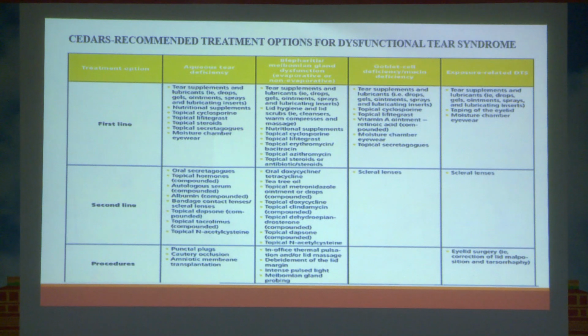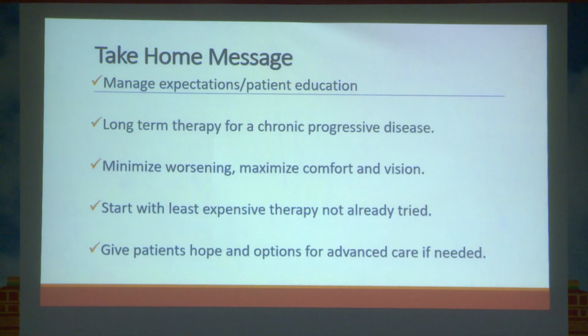So to sum up, whenever there is a dry eye or dysfunctional tear syndrome, these are the first line, second line, starting from the tear drops and going later on to the eyelid surgeries, wherever the causes can be found out. And finally, the take-home message would be that since it is a disease of patients' expectations also, education is a must. They should know that it is a chronic disease that is not going to be cured within days or completely cured at times. So long-term therapy has to be given for this chronic disease. It minimizes worsening, and we should minimize the worsening and maximize the comfort and vision. Start with the least expensive therapy not already tried, and give patients hope and options for advanced care if needed.